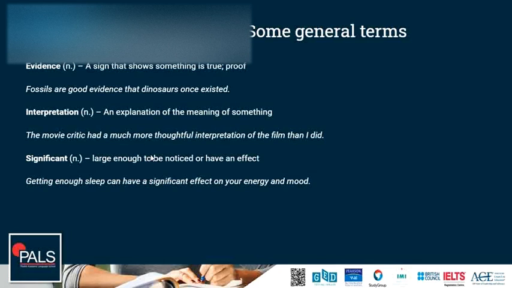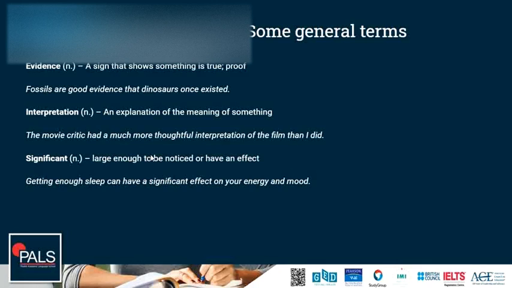Evidence, a noun, is a sign that shows something is true. It's proof. Fossils are good evidence that dinosaurs once existed. And this is another very important term you should know when you go to your science test. Interpretation is an explanation of the meaning of something. The movie critic had a much more thoughtful interpretation of the film than I did.